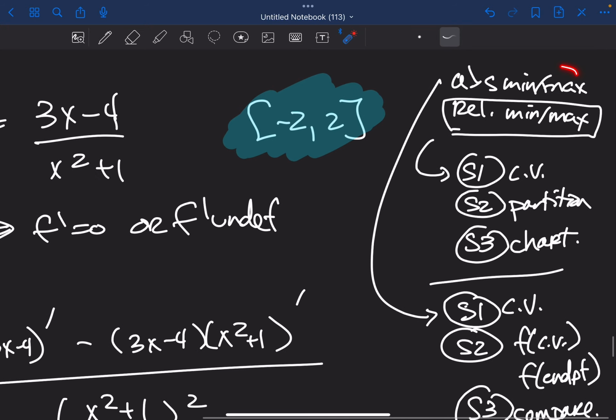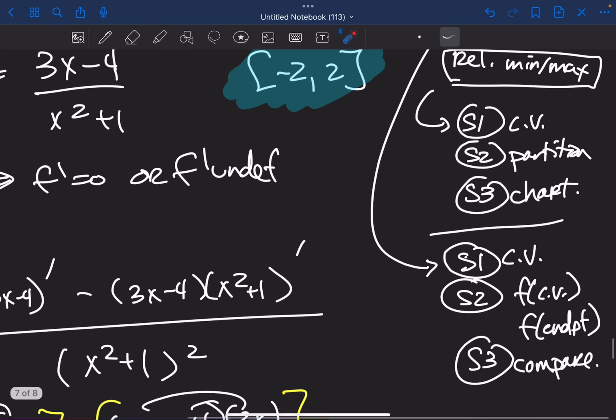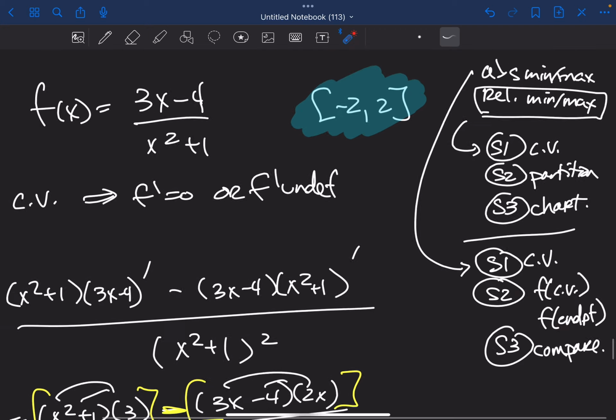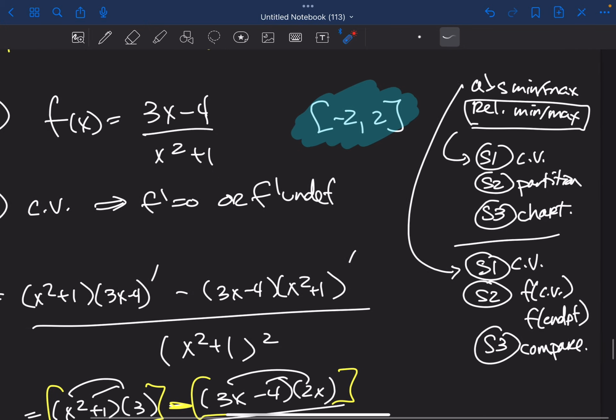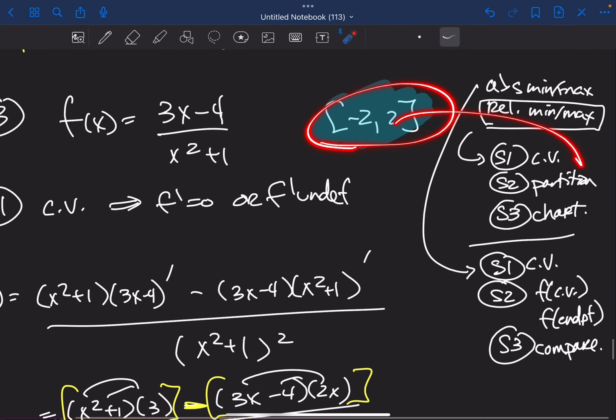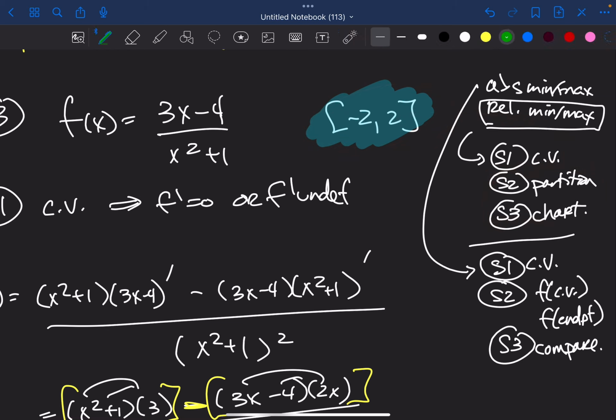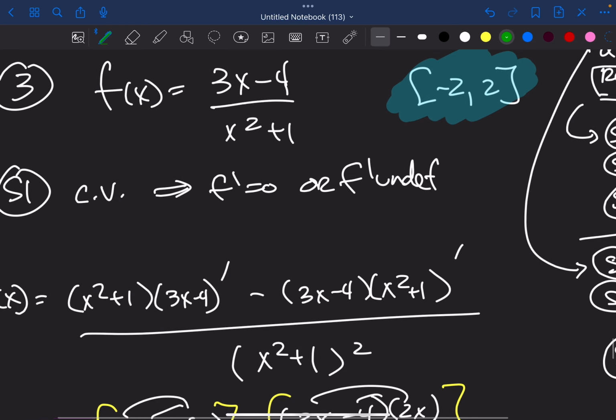If we're going to find the absolute min and max, step 1 is going to be to find the critical values, which we've already done. Step 2 is going to be to find f of the critical values, or f of the endpoints. And step 3 is to compare what you found in step 2. Again, the main thing to do is, when we're on a closed interval, make sure that when you partition and chart, you partition and chart on the closed interval. That's an easy mistake to make.